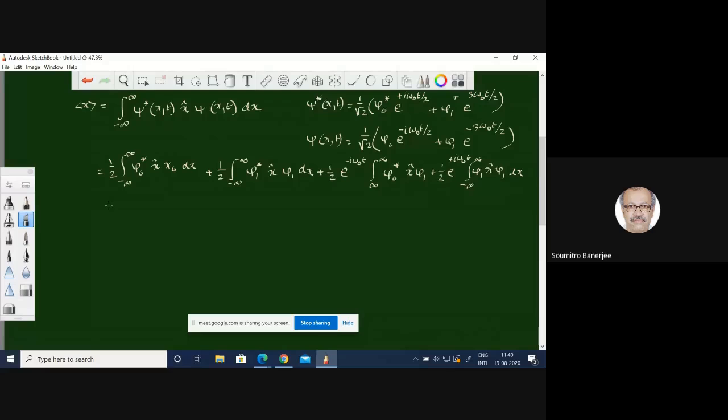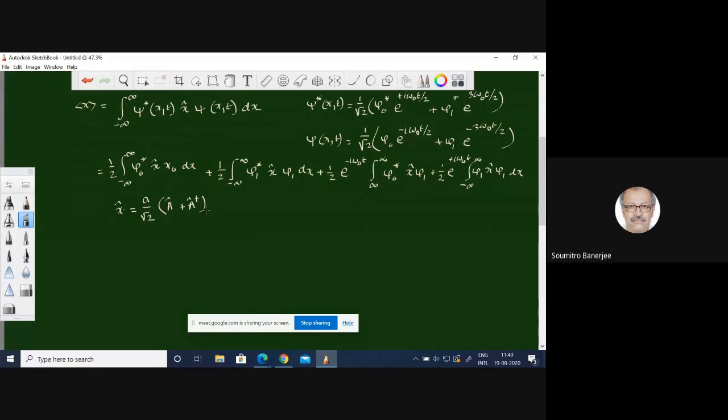The trick you learned in the last semester: we learned things in terms of the raising and the lowering operator, right? If you want to express things in terms of raising and lowering operators, you know that x is 1 by root 2 times a plus a dagger. This is what you learned, no?